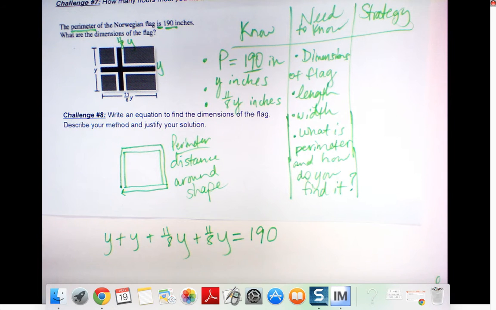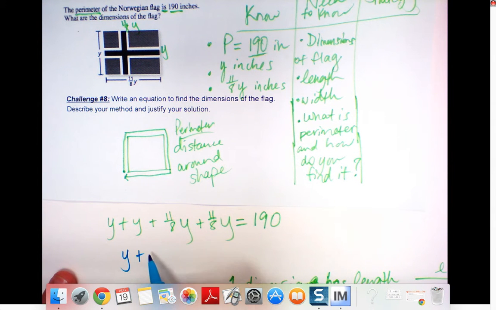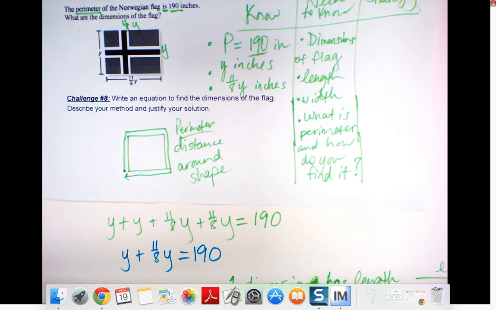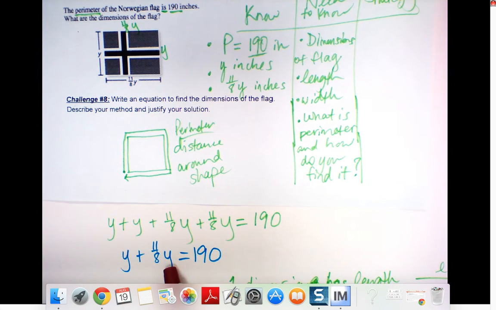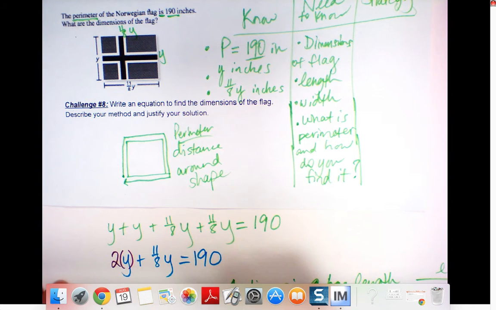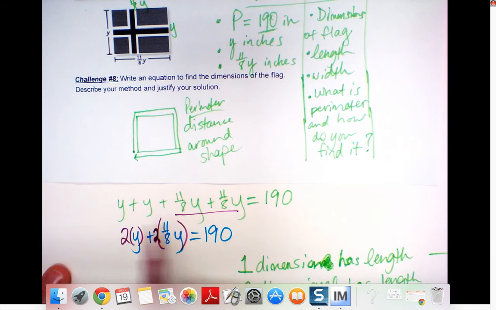Another way that some people noticed, because at first some students said this. They said, well, y plus 11/8 y equals 190. And then we had some discussion about, well, does this y and this 11/8 y represent every side length? And they were like, no, it doesn't. And so somebody suggested, well, we could multiply each of those by 2. So 2 times y and 2 times 11/8 y to show that there are 2 of each.